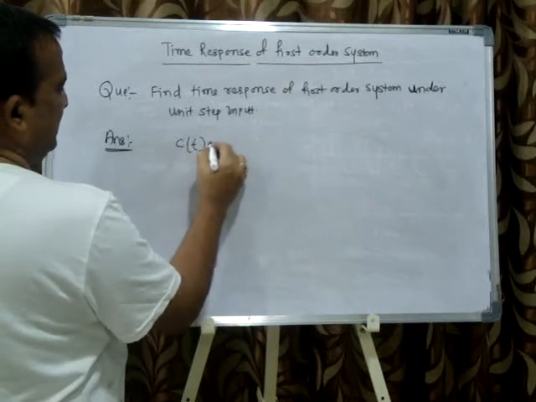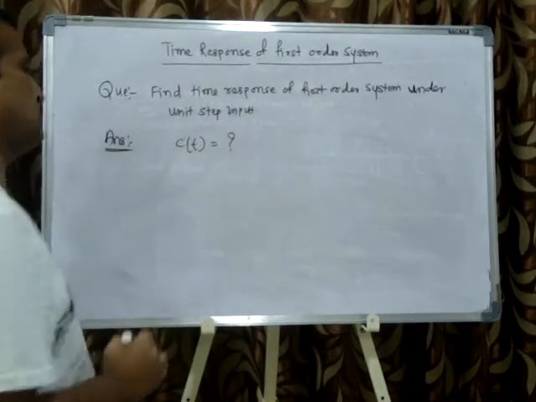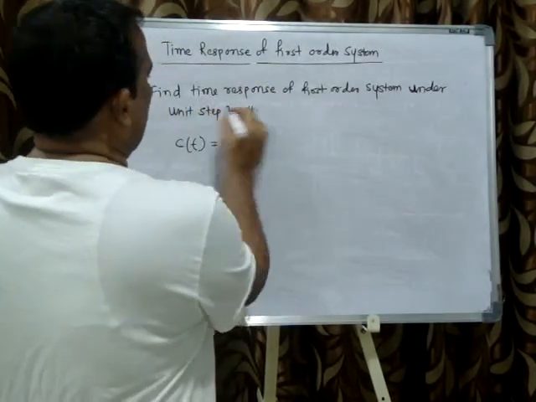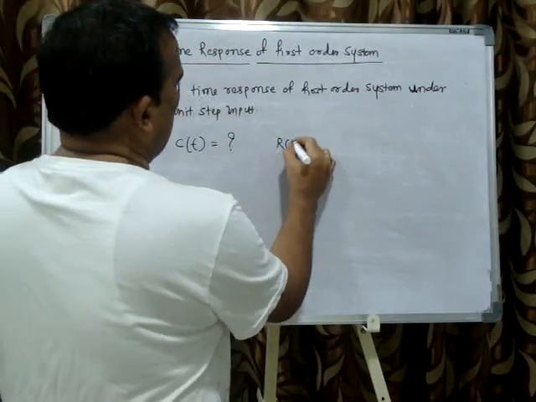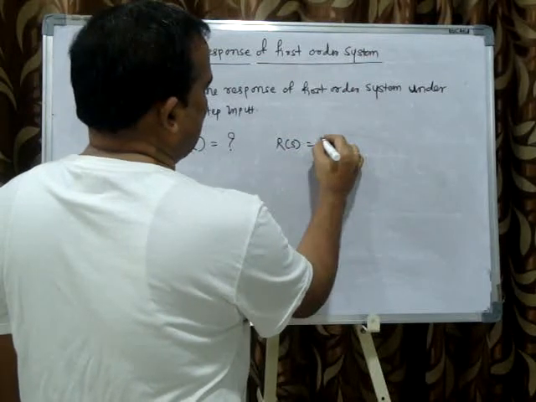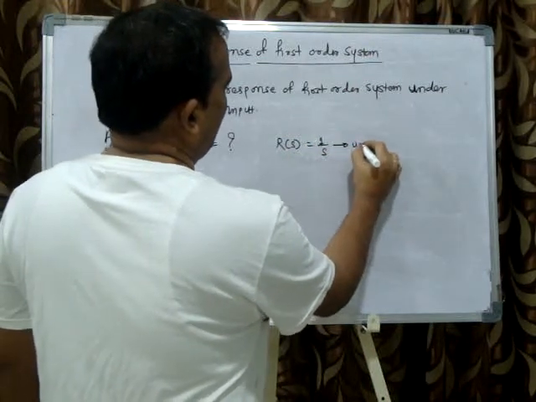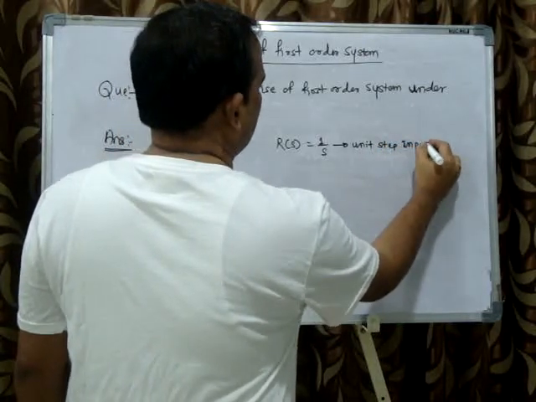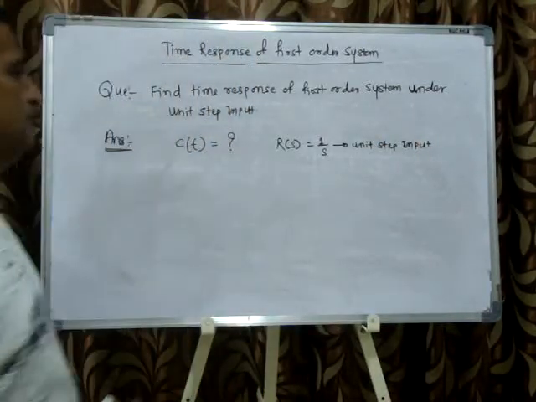C of t. C is output, time response is C of t. And here the input he has given, a specific input, he has mentioned R of s equal to 1 by s. It is called what? In the previous lecture we have seen, this is called unit step input. This is given in the problem.